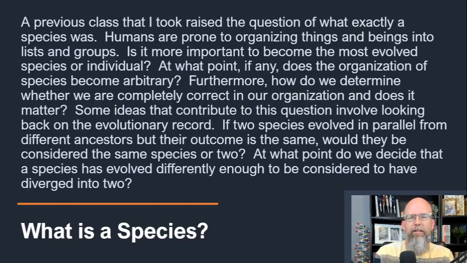At what point, if any, does the organization of species become arbitrary? Furthermore, how do we determine whether we are completely correct in our organization and does it matter? Well, how do we determine if we're completely correct? Since classification is a human endeavor to just organize the world around us, it's not necessarily going to be the right answer. It's simply that if everybody agrees that this is the best system, then that is what it's going to look like.